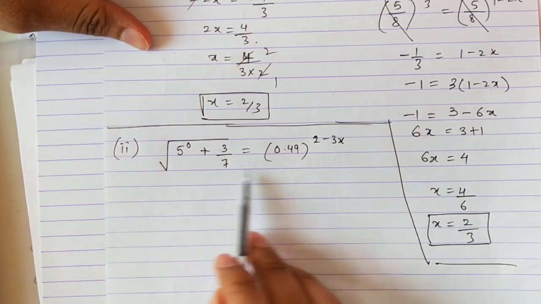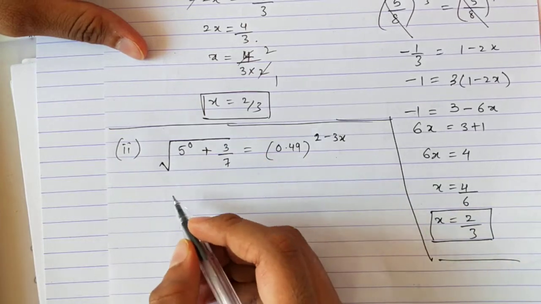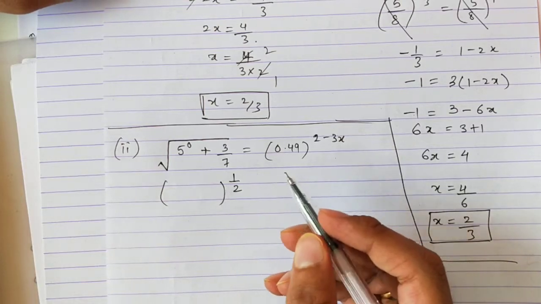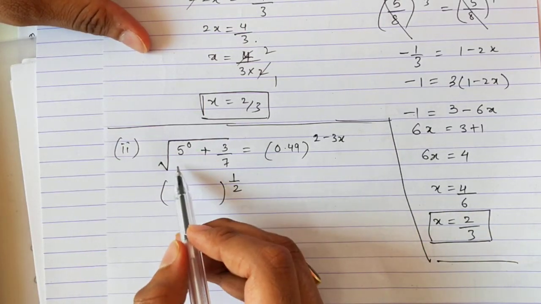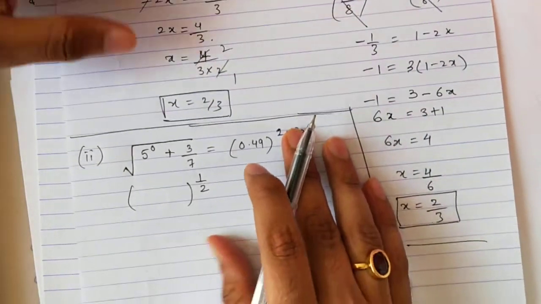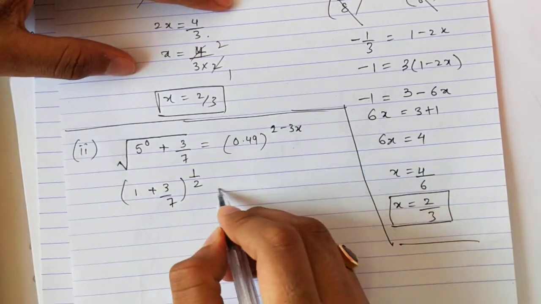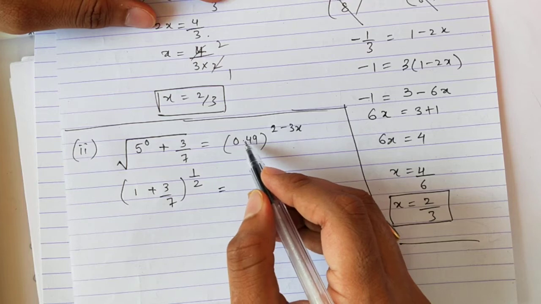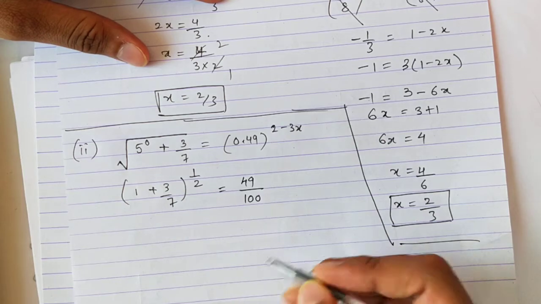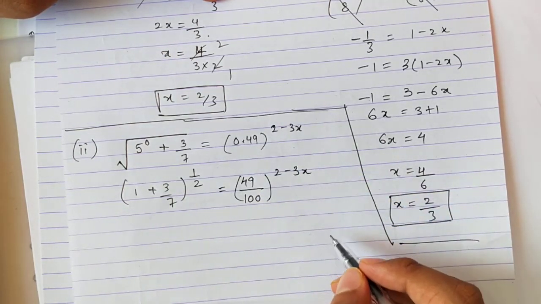This is the question. Let's see. Here I have a square root sign. This square root means the power will become 1 upon 2. We have done that several times now. 5 raised to 0. Anything raised to 0 is 1. Okay. So 1 plus 3 upon 7 is equal to 0.49. 0.49 is nothing but 49 upon 100 to the power 2 minus 3x.